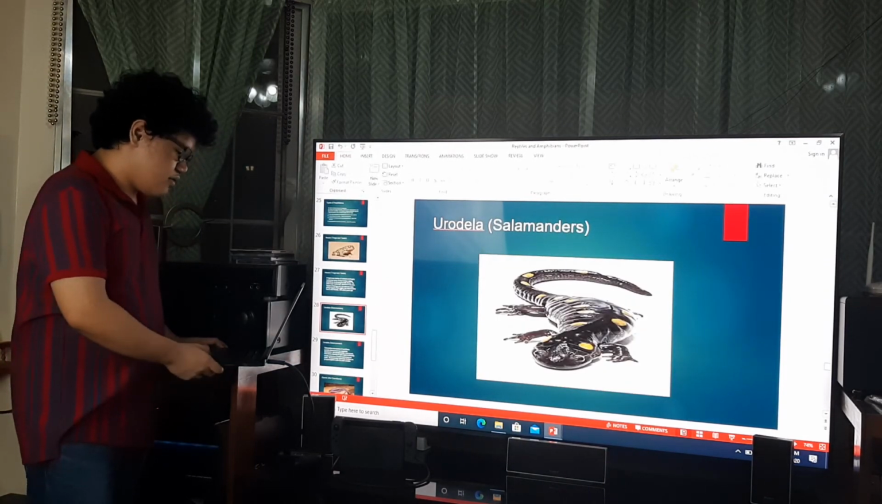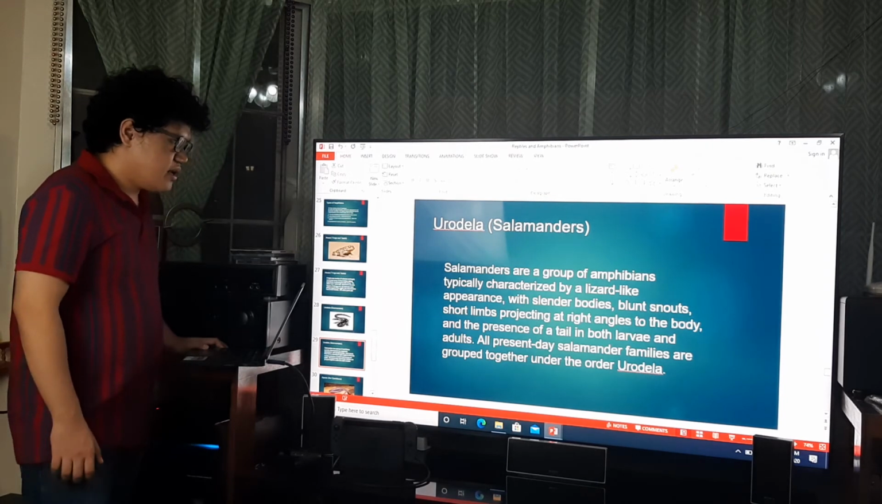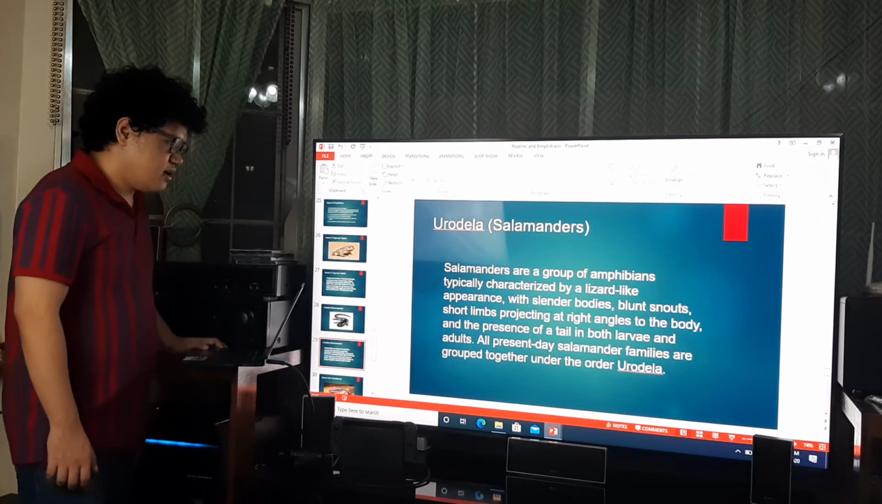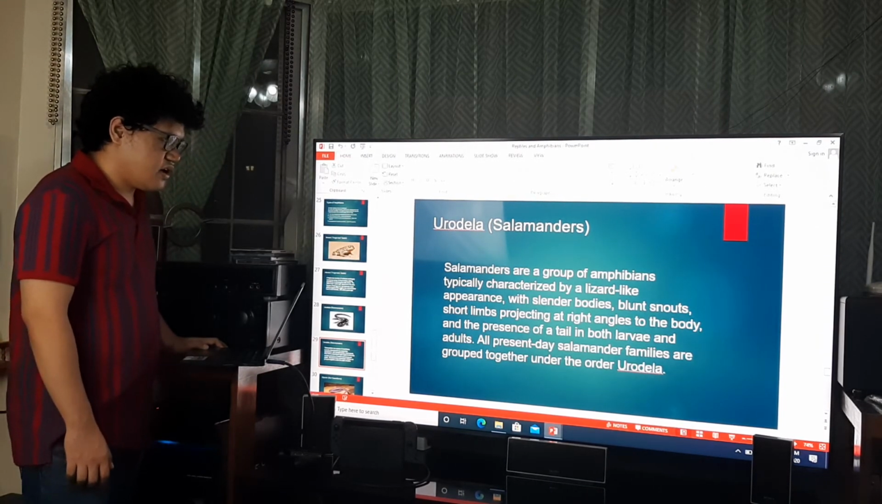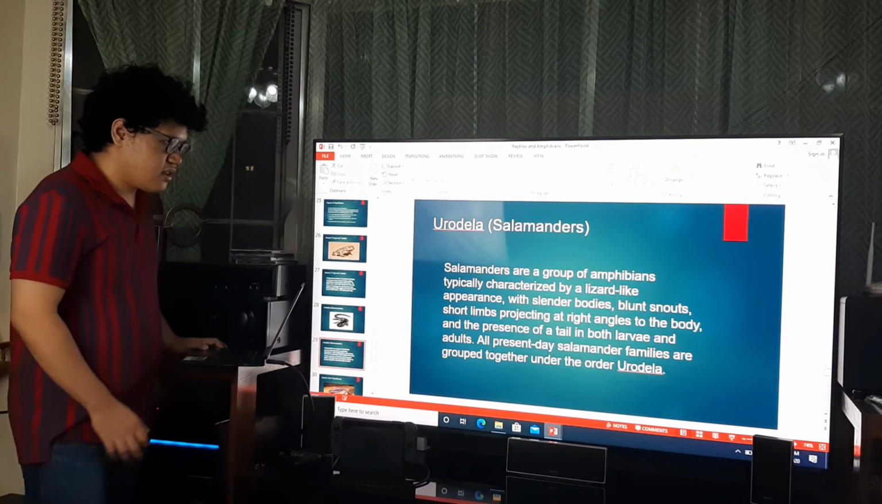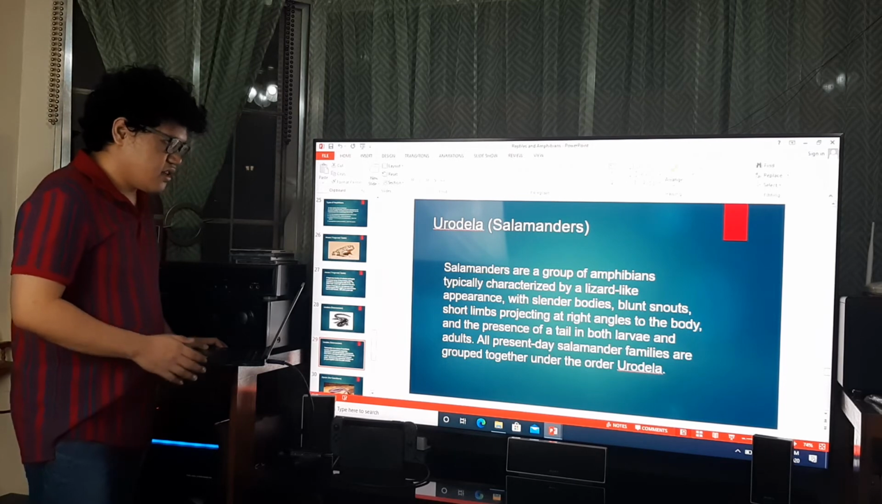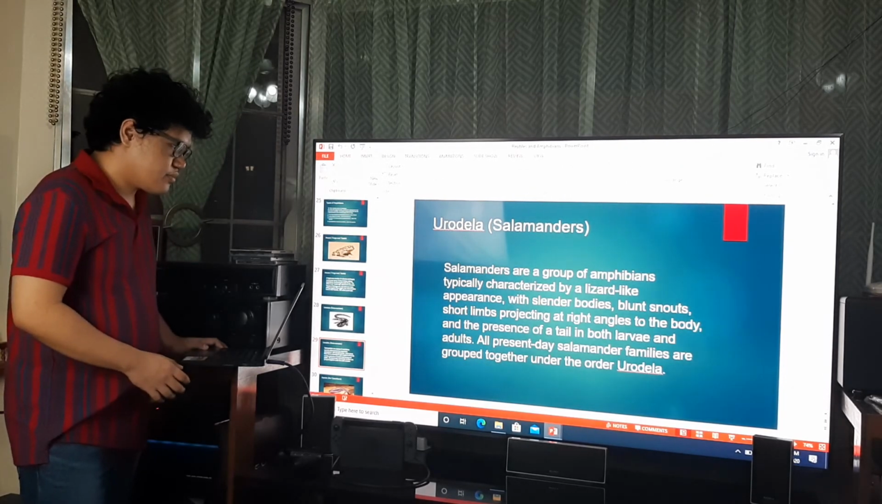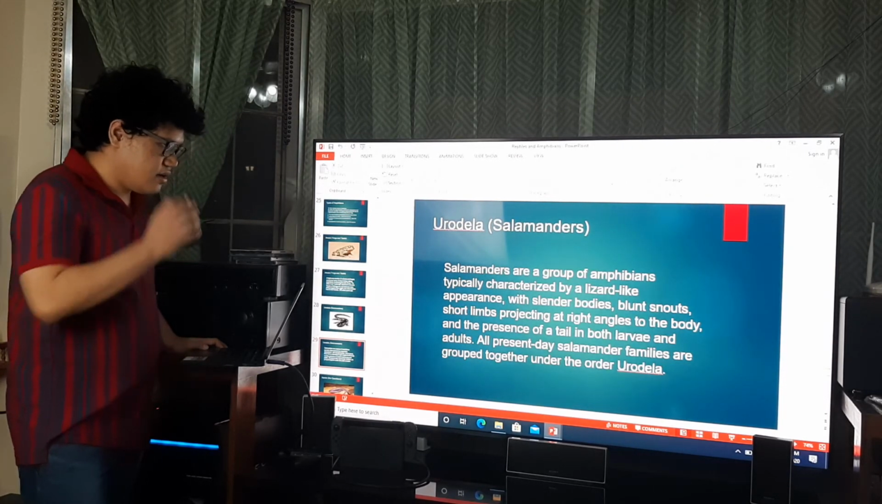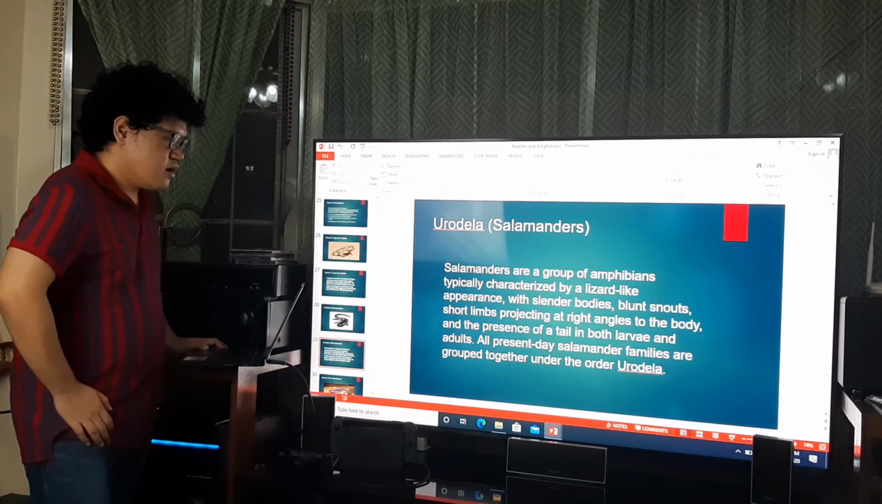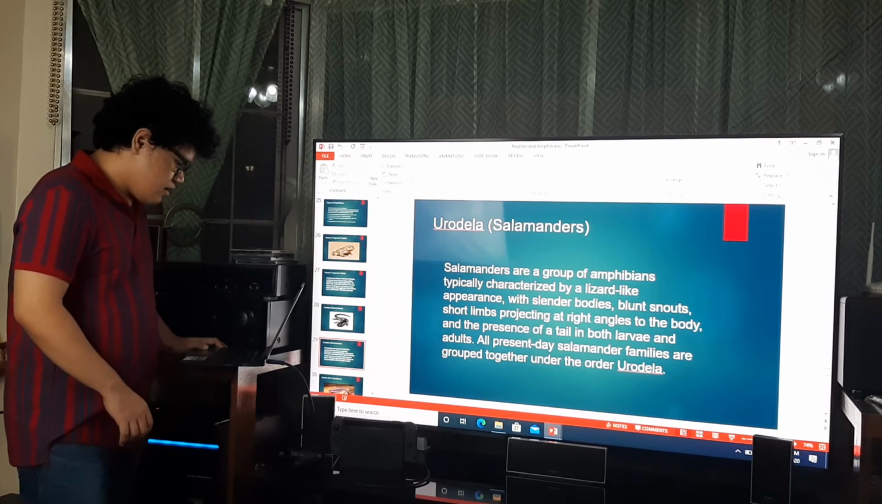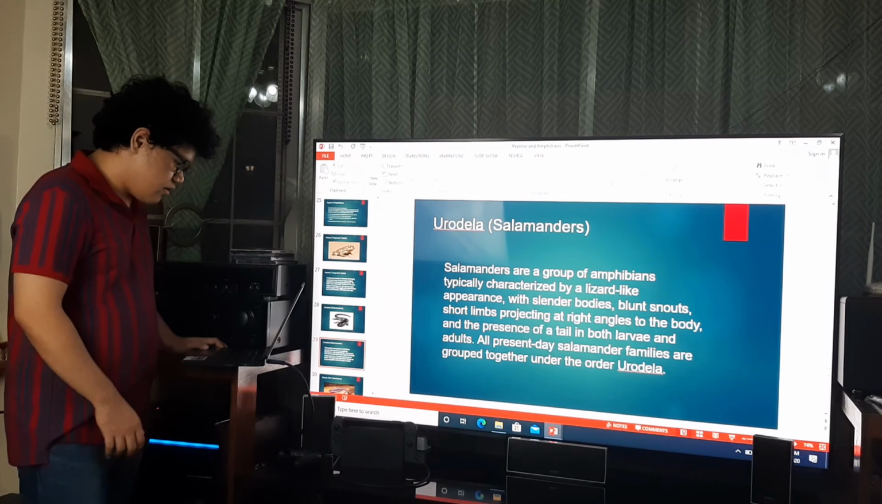Urodela, the salamanders. Salamanders are a group of amphibians typically characterized by a lizard-like appearance, with slender bodies, blunt snouts, and short limbs projecting at right angles to the body, and the presence of a tail in both larvae and adults. All present-day salamander families are grouped together under the order Urodela.